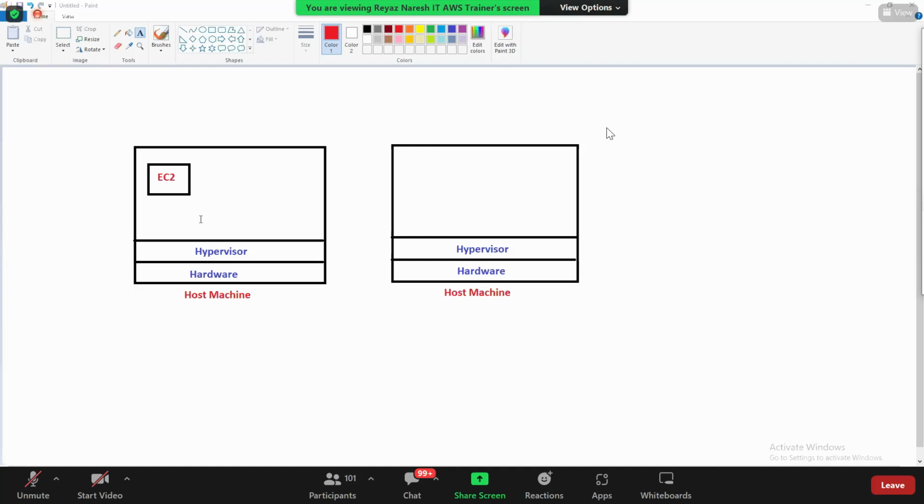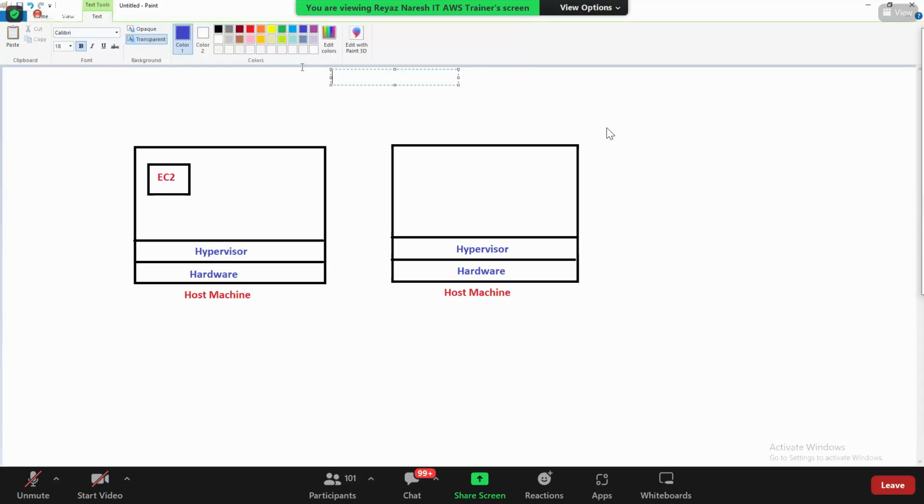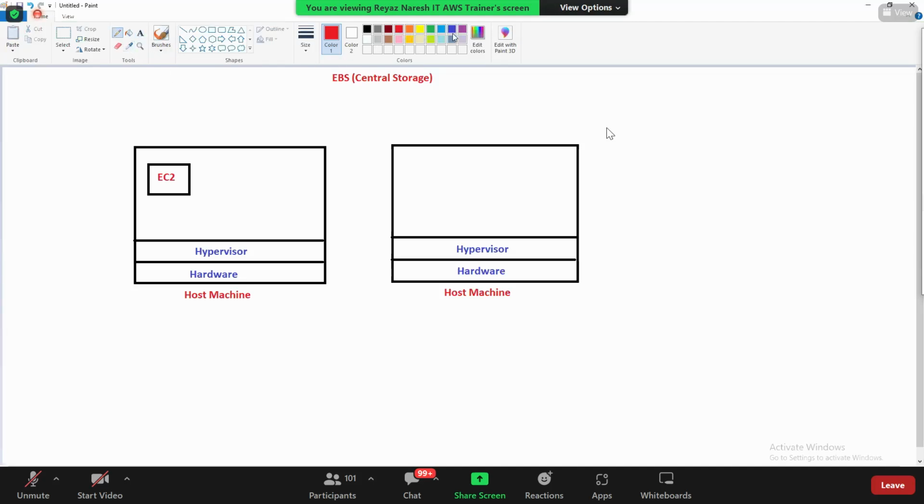So this is the EC2 instance, Chitty. And that EC2 instance has the root volume, yes or no? From where do you get the root volumes? EBS, correct? So this is central storage. EBS is a central storage. From this, I get a volume, centrally stored. From here, I'll be attaching the volume. This is the volume. Okay, this is good.